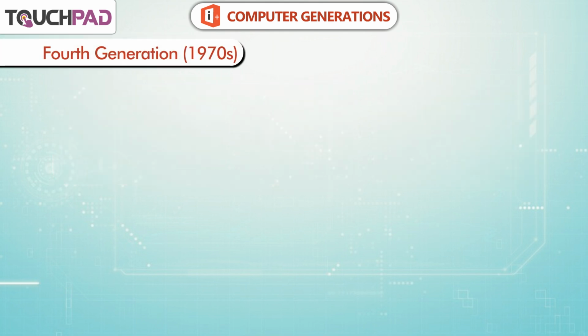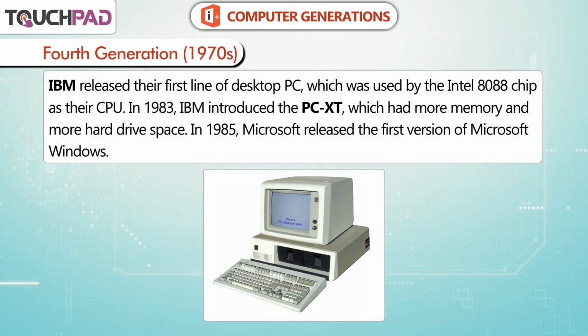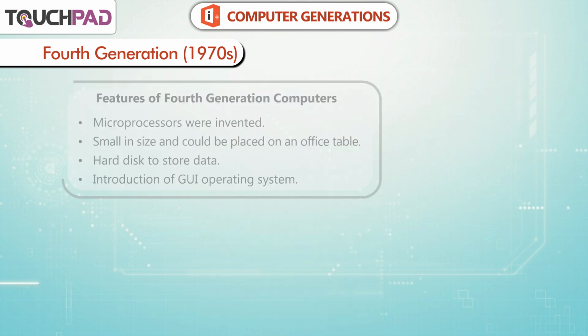Fourth generation, 1970s. In 1980s, Very Large-Scale Integration (VLSI) came into existence, in which thousands of transistors were placed on a single chip called a microprocessor. IBM released their first line of desktop PC, which used the Intel 8088 chip as its CPU. In 1983, IBM introduced the PC XT, which had more memory and more hard drive space. In 1985, Microsoft released the first version of Microsoft Windows.